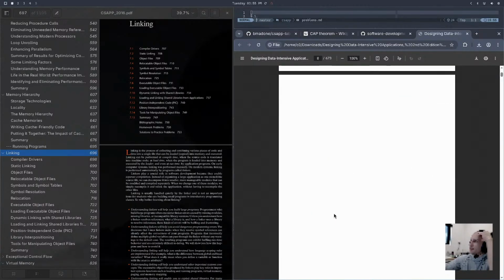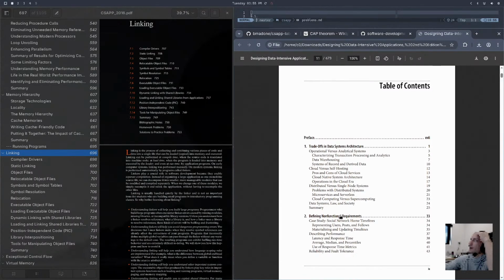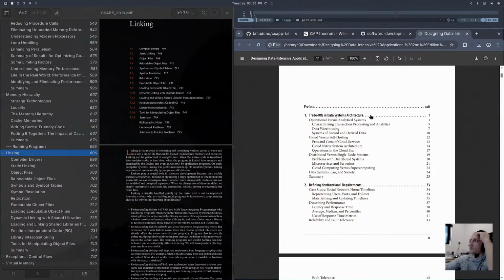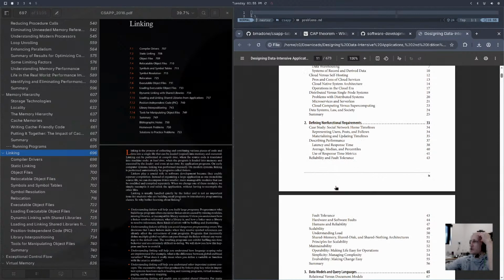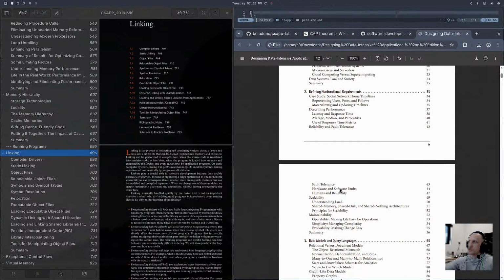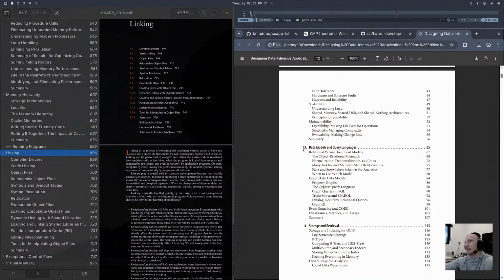But yeah, let's go to the table of contents. And you can see why it's valuable here. So trade-offs in data system architecture. It's not just about data, even though it's data-intensive applications. Defining non-functional requirements. This is terminology, a language that's used in this culture of systems design: functional and non-functional requirements. That's usually something you prompt the interviewer for when you start the interview, to figure out what the functional and non-functional requirements are.